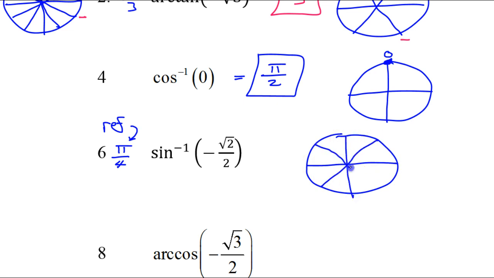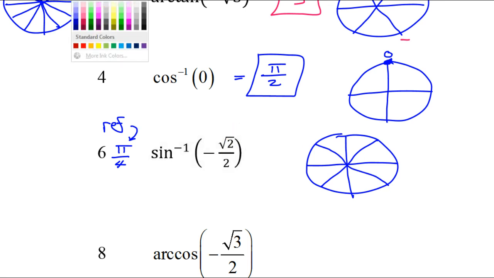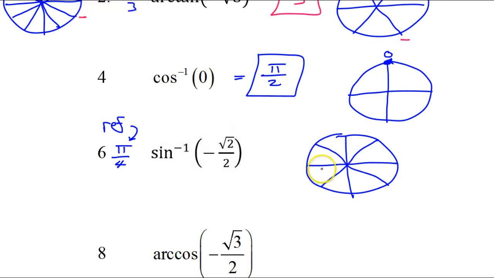All right, these are pi over 4s. There are 4 angles that have a reference angle of pi over 4. Sine is positive here and here. Sine is negative here and here. Those are the 4 angles who have a reference angle of pi over 4.